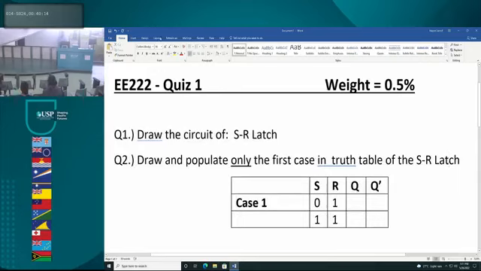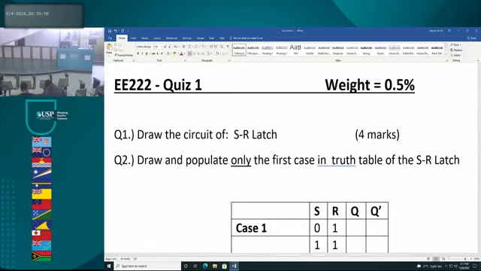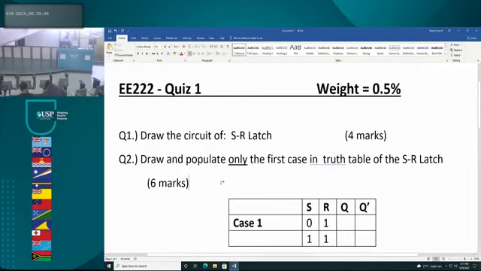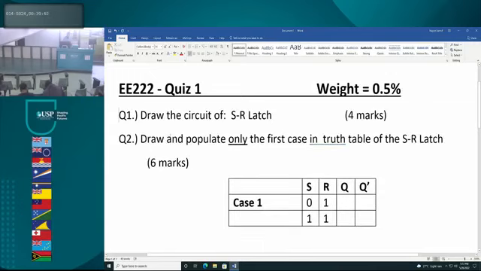Okay, only two questions. The first question is worth 4 marks. The second question is worth 6 marks. Okay guys, so only two questions. I'll give you about 10 minutes or so, maybe 5 minutes is very fast.